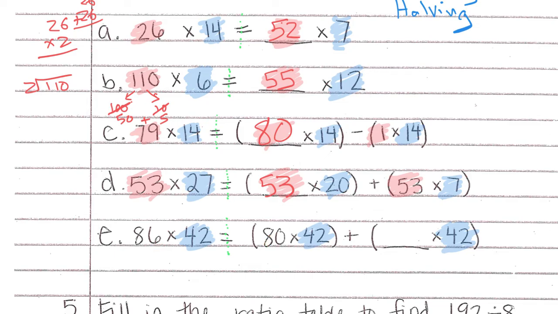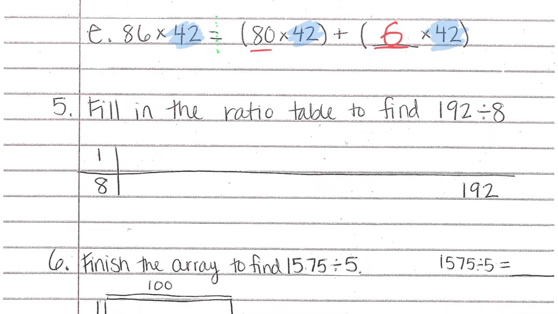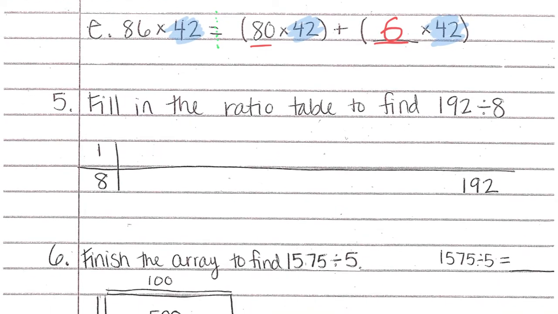Well, to me, it looks like we are going to need to count 6 more of them because 80 and 6 will give me my 86. Okay, let's keep going. Fill in the ratio table to find 192 divided by 8. To flip that equation around, what does it look like? 8 times what number is 192?